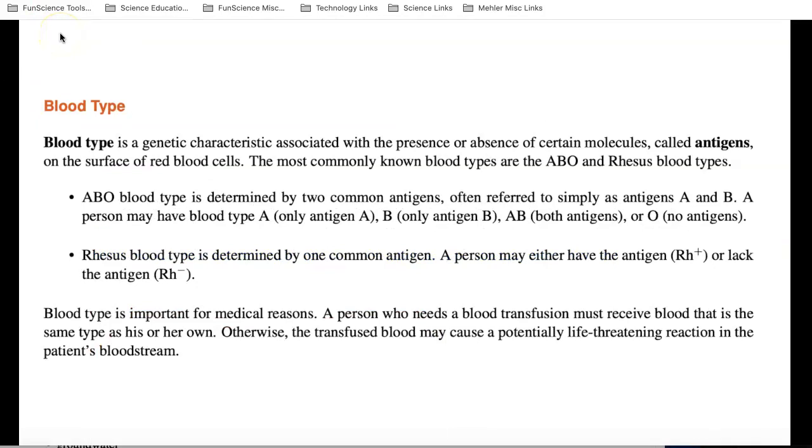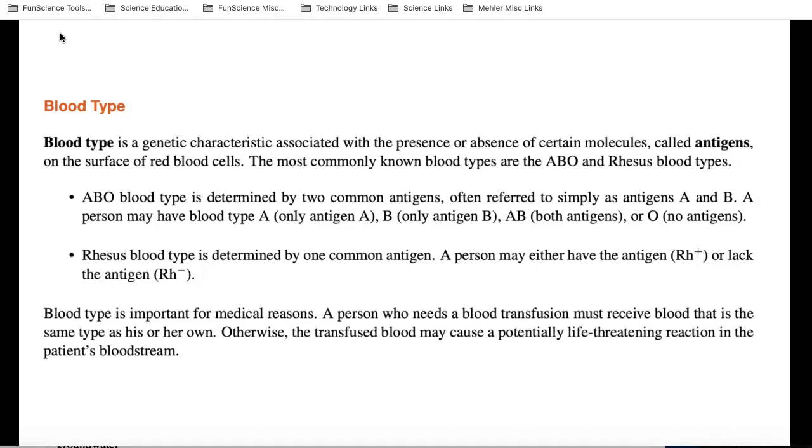Many of you have probably heard about blood type, and some of you may even know what your blood type is. Blood type is a genetic characteristic associated with the presence or absence of certain molecules called antigens, which are right on the surface of the red blood cells. The most commonly known blood types are A, B, O, and rhesus blood types.